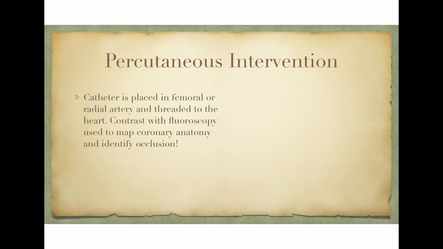The way PCI works is a catheter would be placed in either the femoral or radial artery and threaded up to the heart. They'll inject contrast through that catheter in order to visualize the coronary anatomy and look for the blockage.